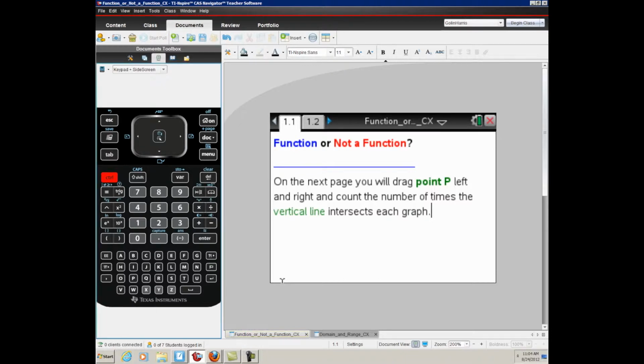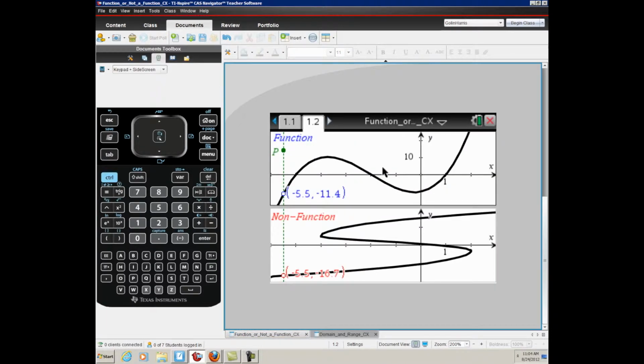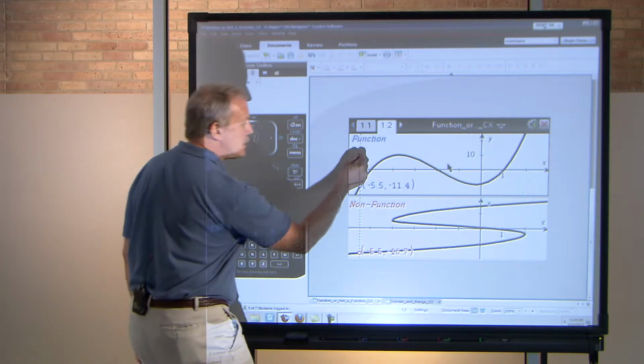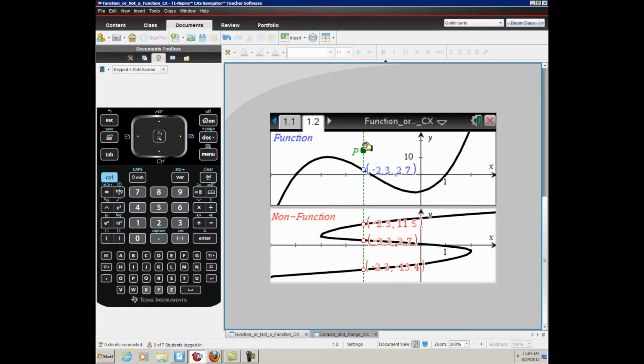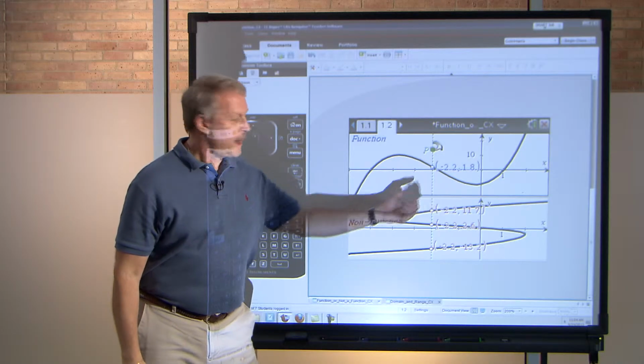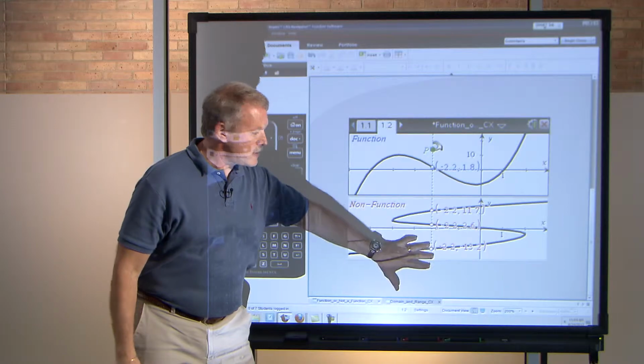So going on to the next page, this is what the student would see. The student using the mouse on the handheld would grab point P and move it. I'm going to use my finger here to do that. So grab point P, and you can see that on the first one, the top one, it is a function. It only intersects the graph in one point. Whereas with the bottom one, it intersects in 3 points.